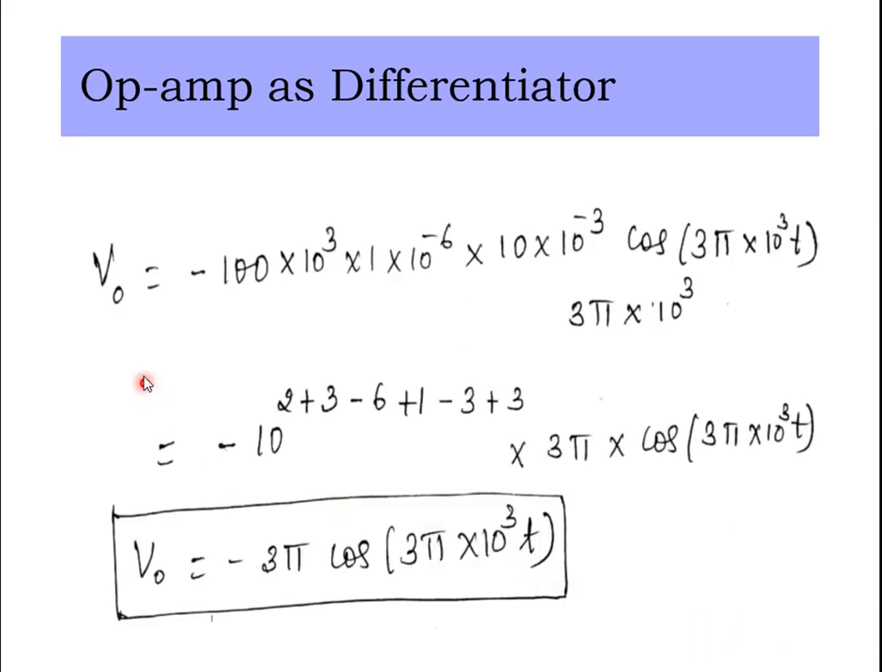Simplifying this, Vo is equal to minus 100 kiloohms into 10 to the power of minus 6 into 10 into 10 to the power of minus 3. The differentiation of sin is cos of 3 pi into 10 to the power of 3 t, into 3 pi into 10 raised to 3 t. Simplifying this, we get Vo is equal to minus 3 pi cos of 3 pi into 10 raised to 3 t. So this is the output value for the given problem.